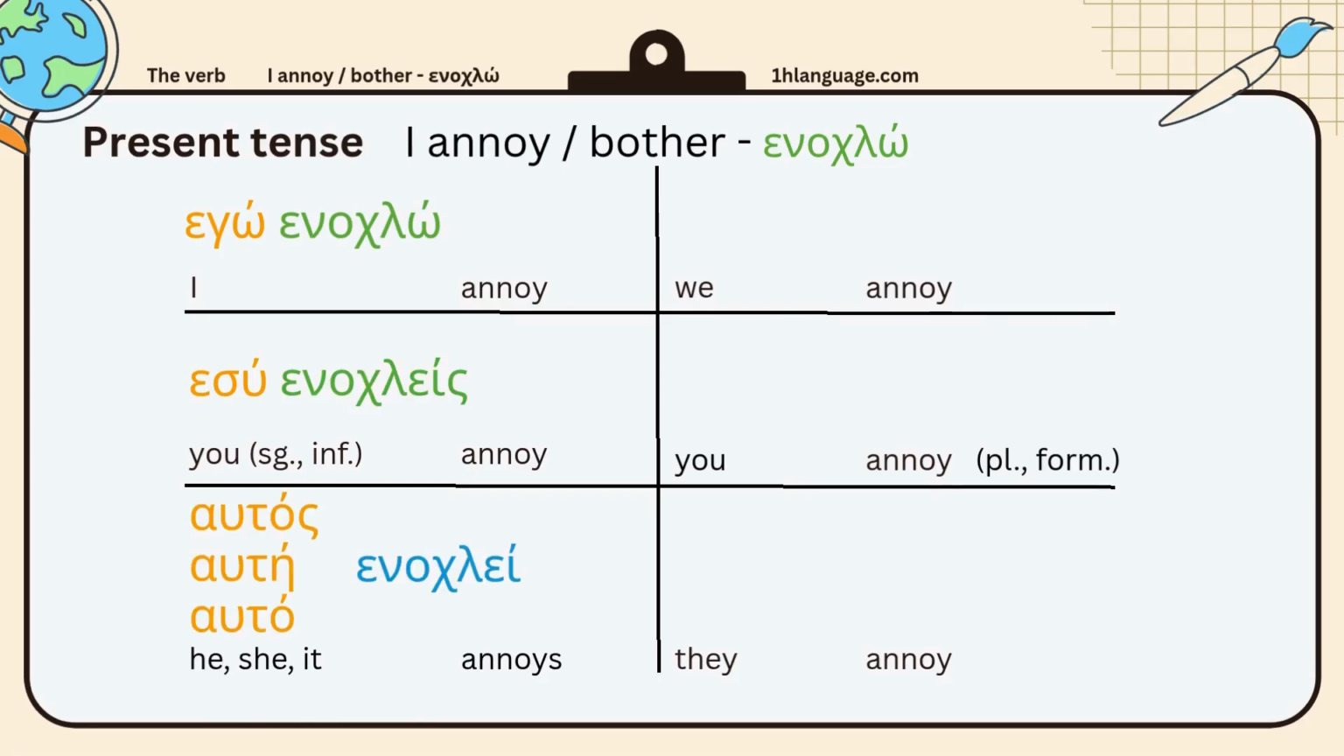He, she, or it annoys. Αυτός ενοχλεί. Αυτή ενοχλεί. Αυτό ενοχλεί. We annoy. Εμείς ενοχλούμε.